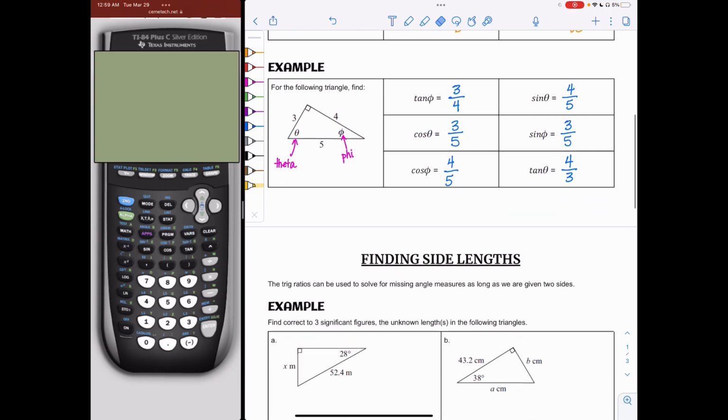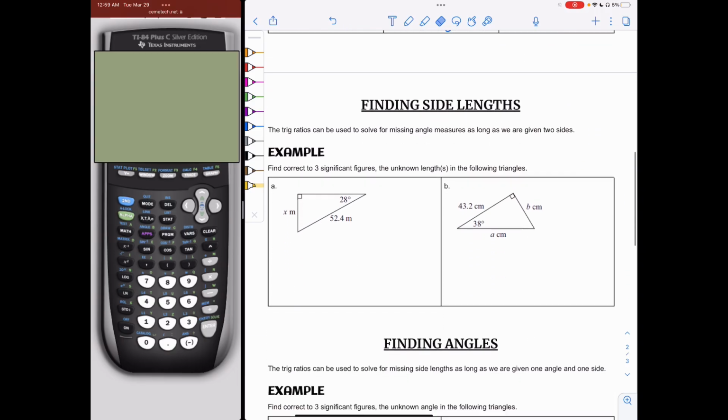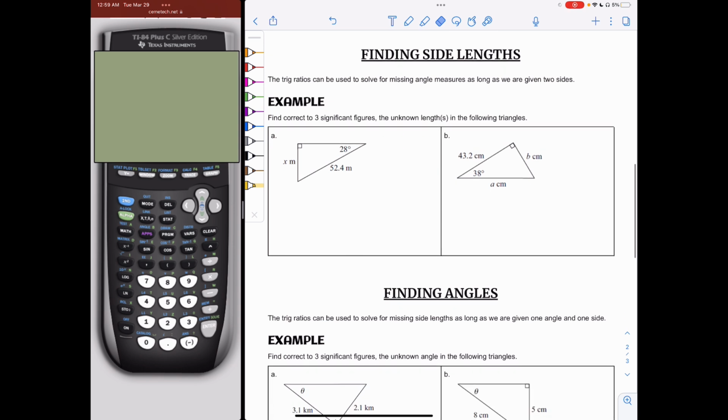All right, so let's talk about finding side lengths using trig. So if we find a side length using trig, we can say that we have a given angle and we have to determine what size that we have. So I have the angle 28, and based off the angle of 28, I'm trying to find the opposite side, and I am given the hypotenuse.